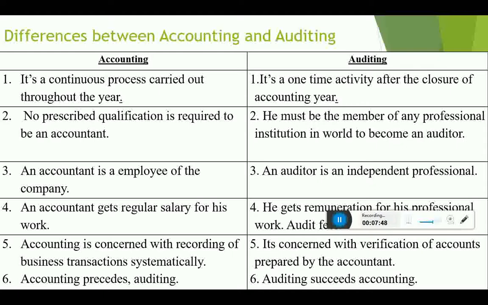Number 3, an accountant is an employee of the company. That's the third difference. Whereas an auditor is not an employee of that company. An auditor is an independent professional. He's called a consultant.